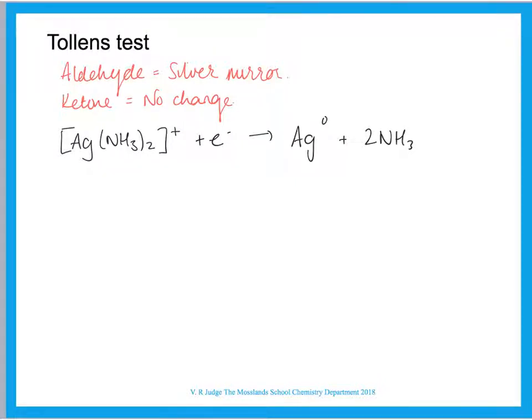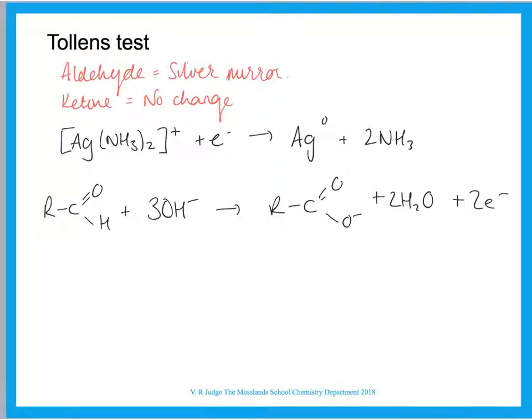Now, at the same time, the aldehyde, which is the one that will react with Tollens, is oxidized. And this time, because you put the sodium hydroxide in at the beginning, it's oxidized under alkaline conditions. So instead of getting the carboxylic acid product, you get the carboxylate salt. So there's the half equation for that one as well.